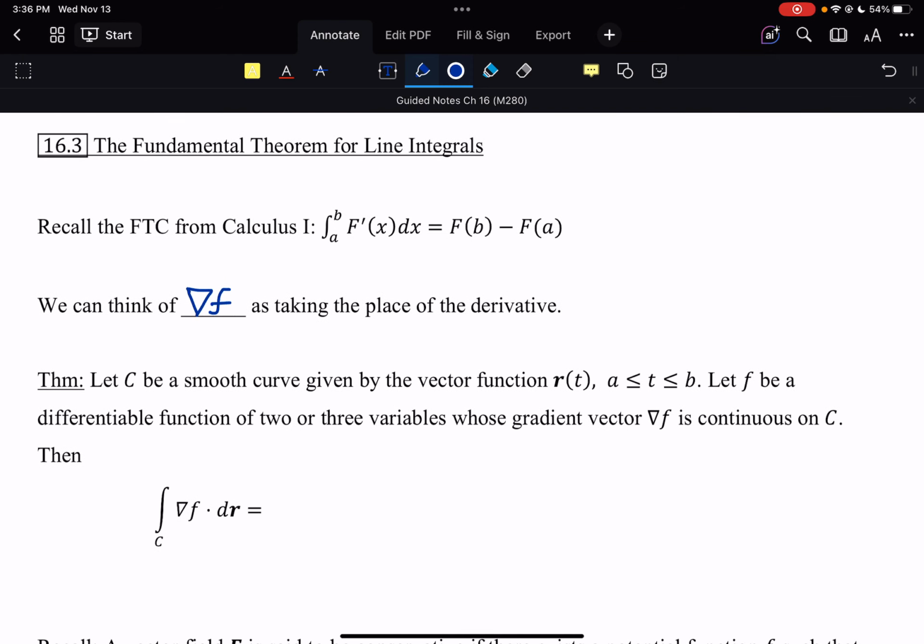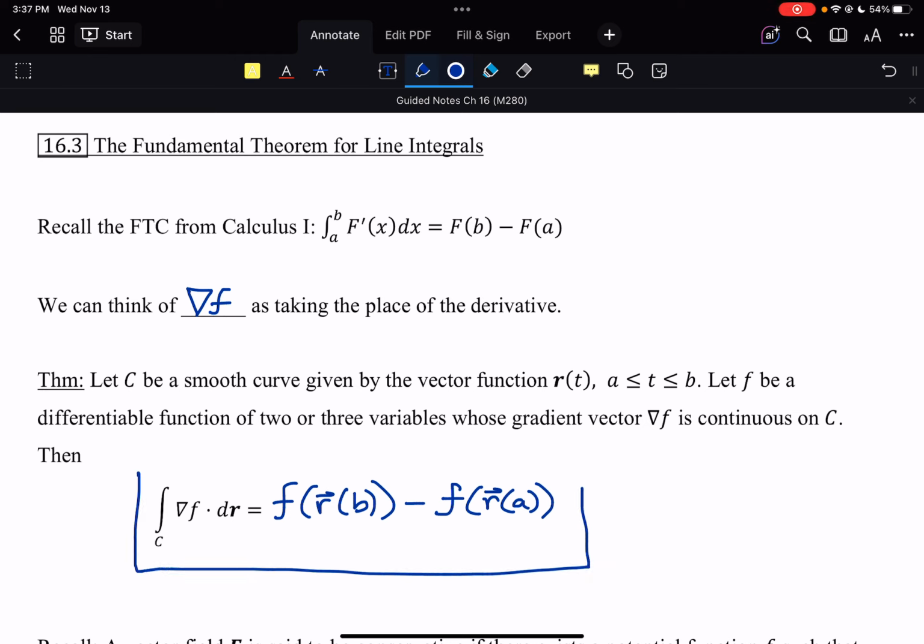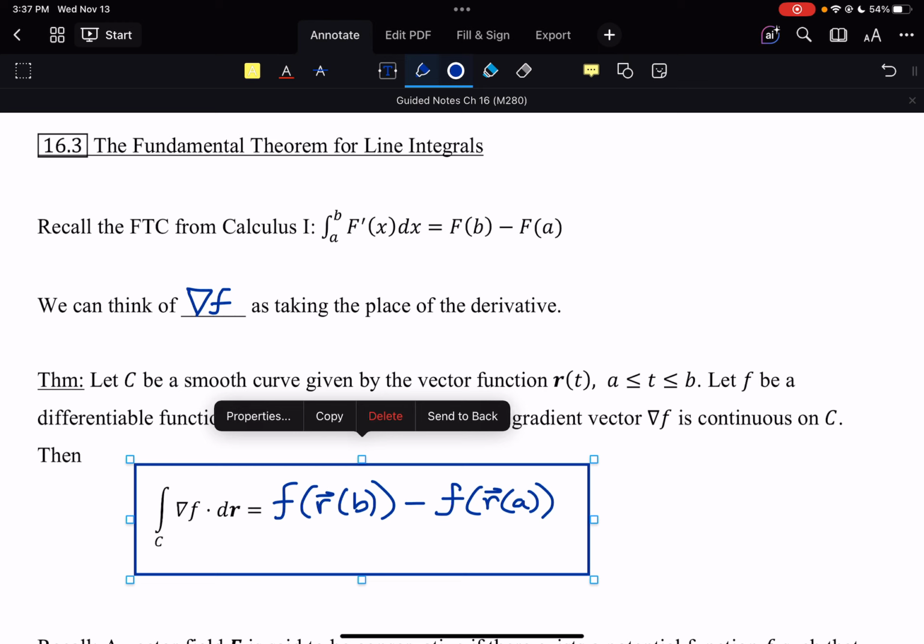Let C be a smooth curve given by the vector function r of t, with t going from a to b. Let f be a differentiable function of 2 or 3 variables whose gradient vector is continuous on C. Then the line integral over C of grad f dot dr is equal to f of r of b minus f of r of a. And that right there is the fundamental theorem for line integrals.